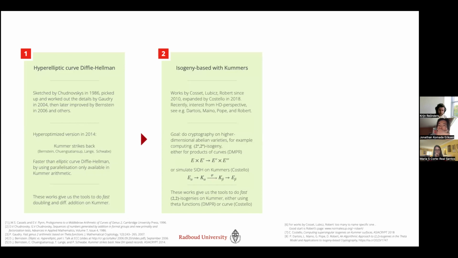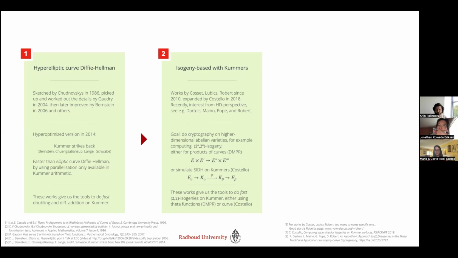Now, we then get to isogeny-based cryptography with Kummers. And actually doing isogenies on abelian varieties, there's a lot of works by Costello, Lubitsch, and Robert. And really, I couldn't pick out a specific one because there's a lot of literature here since the 2010s. So I put Robert's page there, and just check this for quite a lot of works that will guide you through these isogenies on abelian varieties. And then from a different perspective, actually by Costello in 2018, which we'll dive into a bit more later.